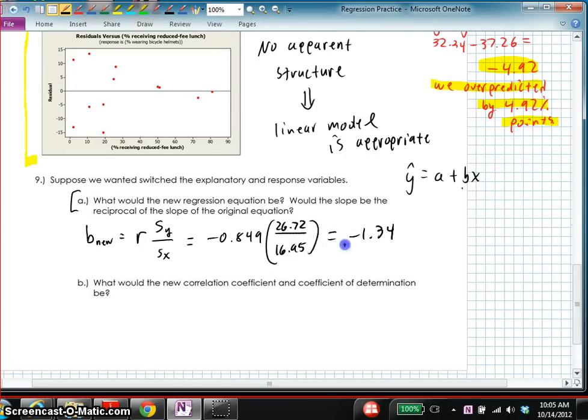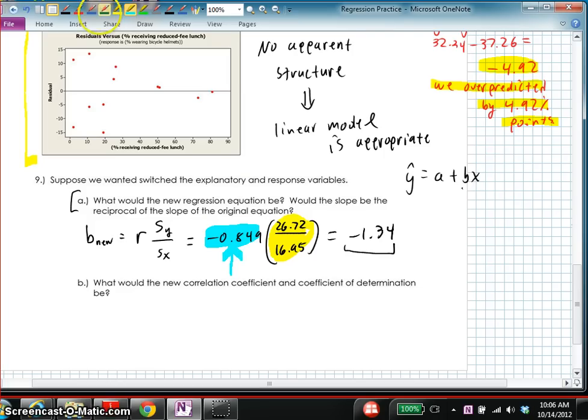Okay? This is not the reciprocal of the original slope. The only thing that flipped was this, okay? But we're still multiplying by this correlation. So it's really important to understand that if we switch the explanatory and response variables, first of all, it's not surprising that the slope will change, but the slope will not be a reciprocal of the original slope because in regression, we have to multiply by that correlation coefficient.